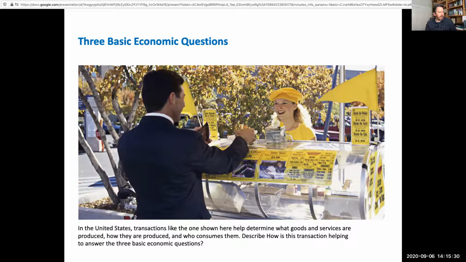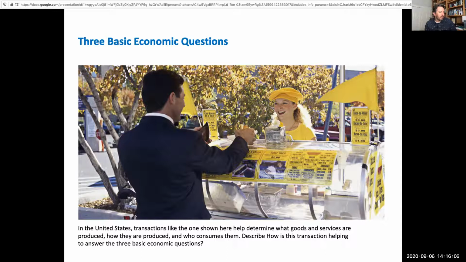If we see this picture here, this could be in the United States. It looks like it is probably based on the language and also the way they're writing the dollar amount there. I think it's probably United States, but maybe it's not. Transactions like this shown above determine what goods and services are produced, how they're produced, and who consumes them. Can you describe how the transaction is helping to answer the three basic questions?